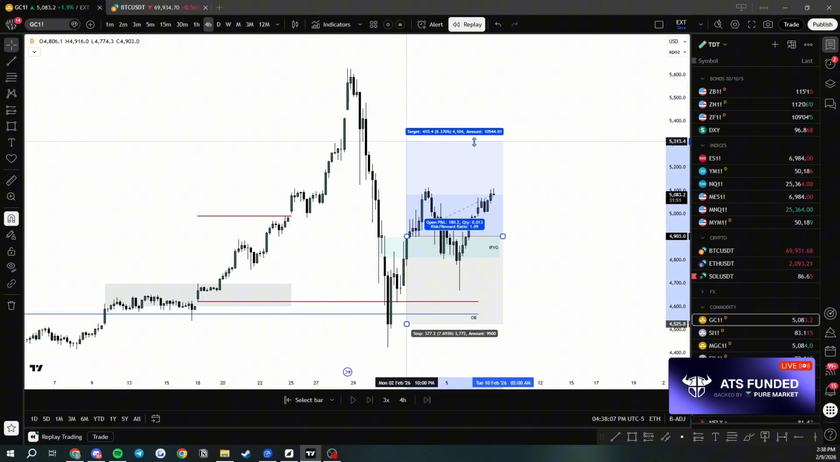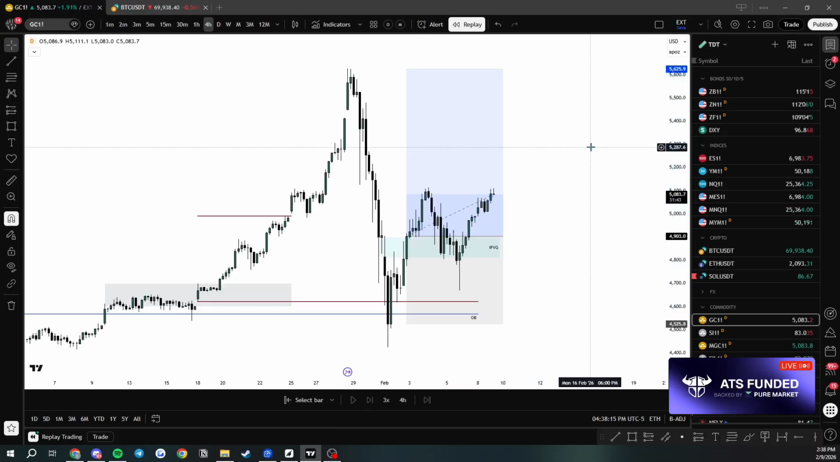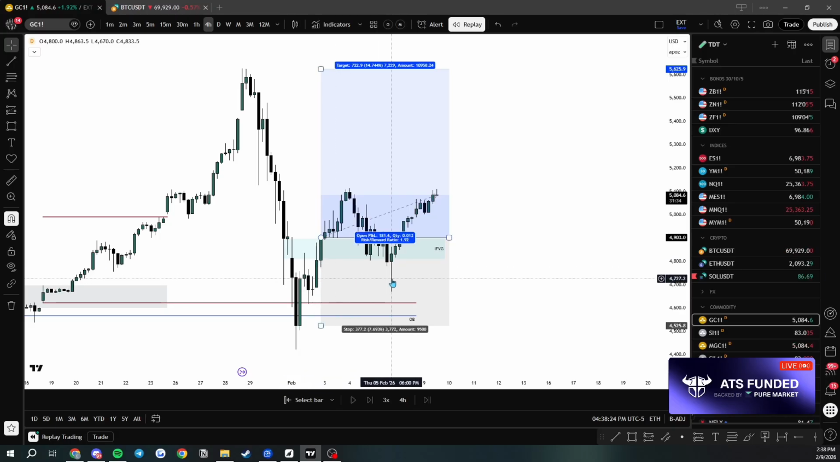Definitely worth taking some partials when we get to 1-to-1. If anybody did take this, inside this fair value gap looks like a good spot. But overall, we're probably going to book it back to those highs. As you can see, we got our change in state of delivery here. We come back to this order block that's overlapped with a fair value gap, like we've been talking about.